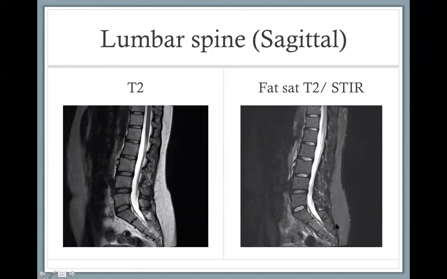Now the subcutaneous fat, unlike the previous image, is actually dark. And this is simply because I suppress the signal of the fat.